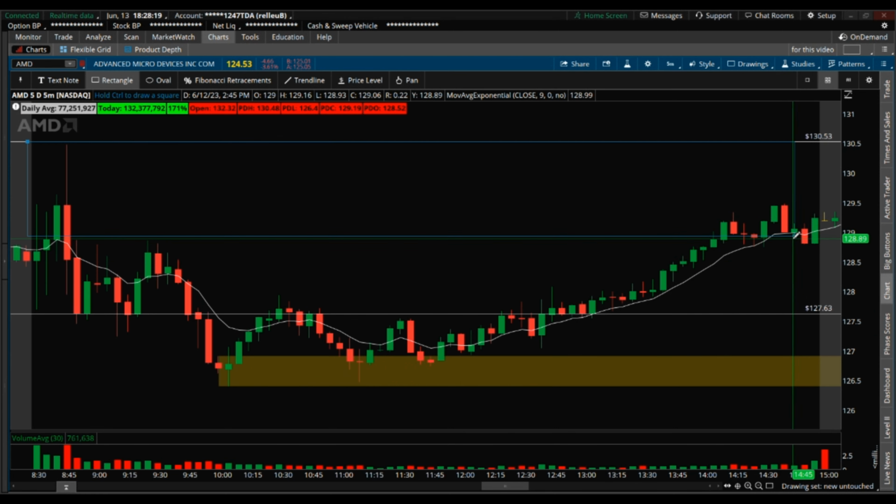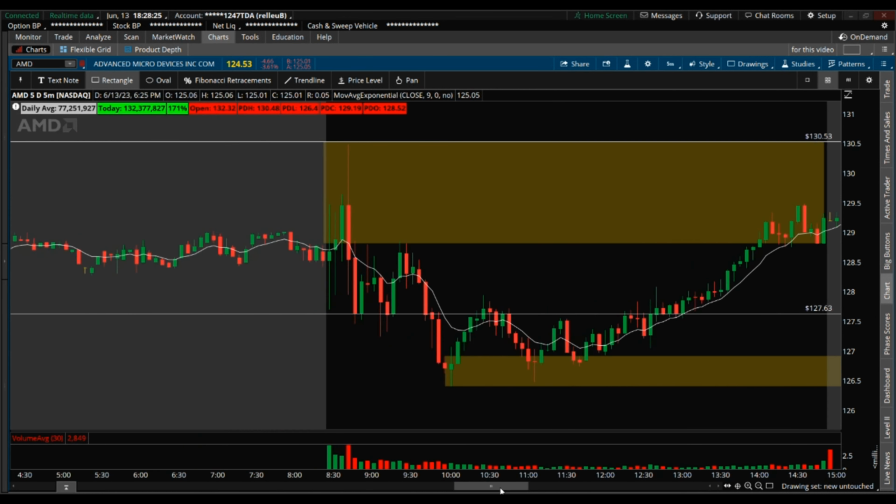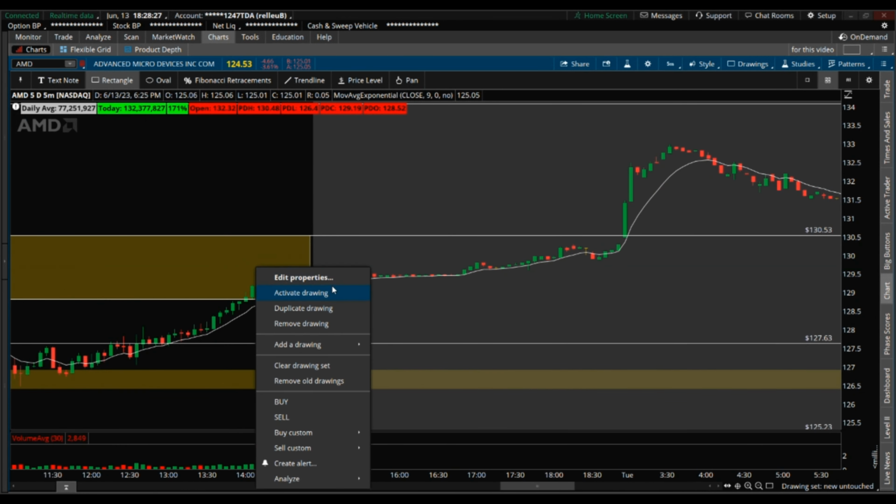If I was to draw this, this is potentially what this area of supply looks like. That's pretty huge. That's going to be pretty hard to trade around going into the next day. Let's see what that looks like.